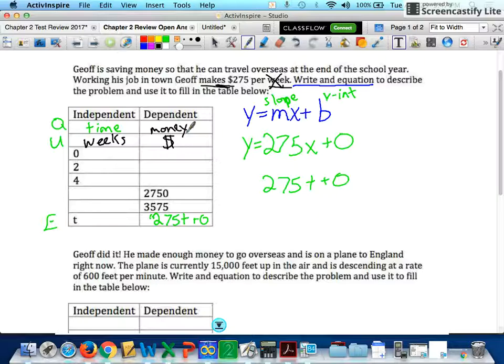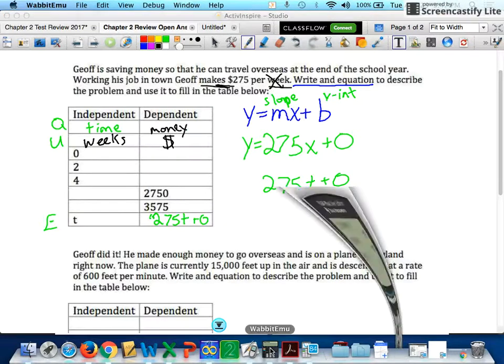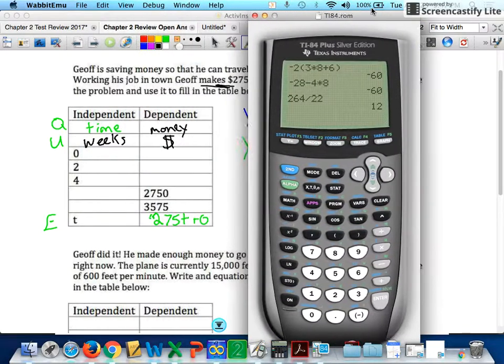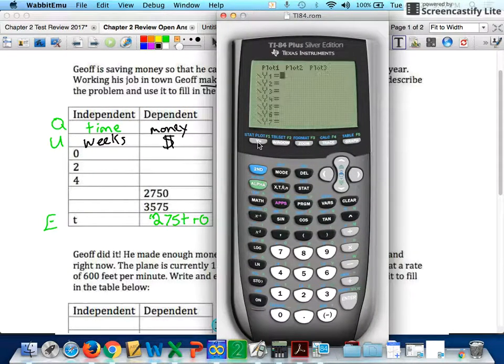correct answers. Now, to fill this table out, really all we were concentrated on was finding this equation. We go to y equals, clear out whatever someone else put, and we put in 275. We can't do t in the calculator, so we just do x, and then plus 0, hit enter. And now we want to look at the table. To look at the table, we press the second key. And then over here, you'll see in blue this word table. So we press that graph key and it'll bring up our table. So 0, 2, and 4 coincides with 0, 550, and 1100.